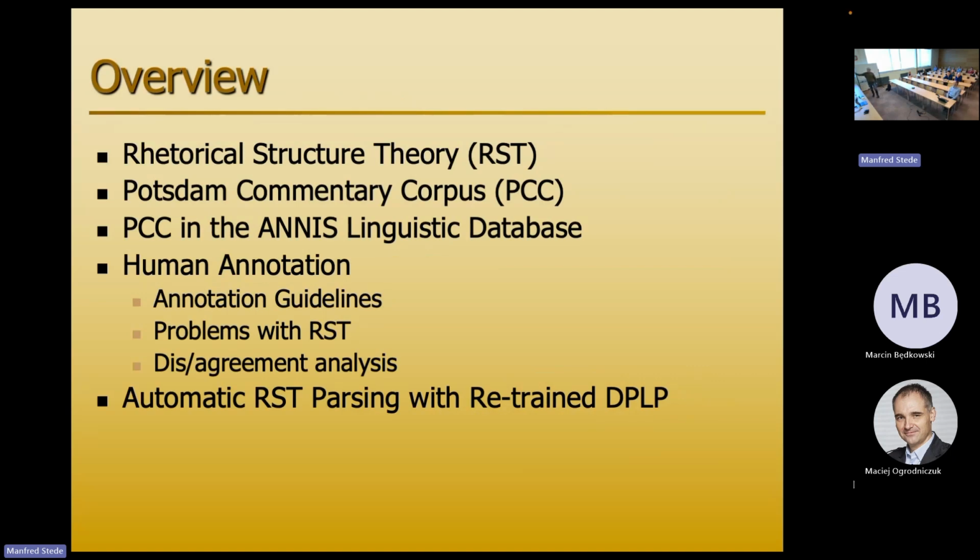So my first part will be to introduce rhetorical structure theory, because this will be the running theme for the whole talk. Then a brief overview of the Potsdam Commentary Corpus, which we started building 20 years ago. I will show you how we move the corpus to a linguistic database that allows for multi-level querying and visualization. And then I guess the most part will be spent on human annotation, problems with this theory, how to handle disagreement, how to be not frightened by disagreement, but how to embrace it actually. And then in the end, some remarks on automatic eRST parsing with a baseline system that we put together just last year.